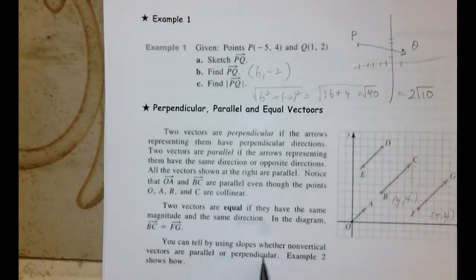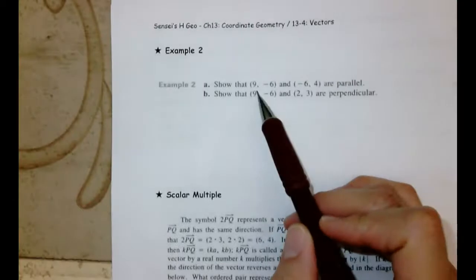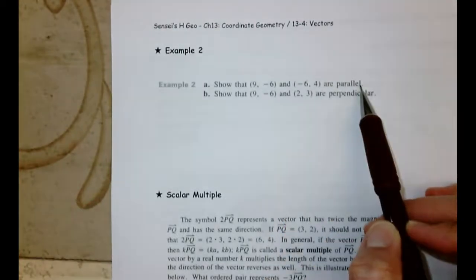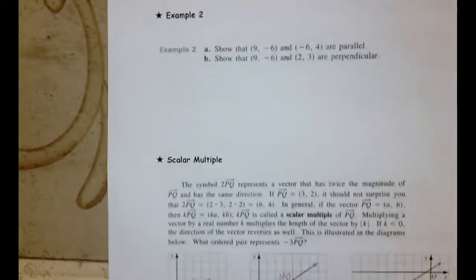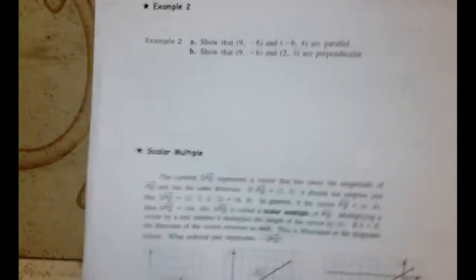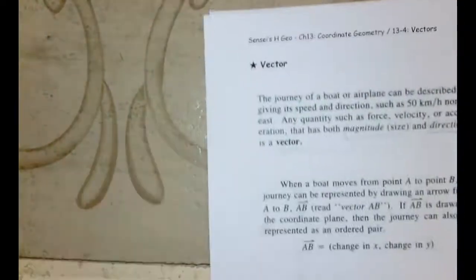You can tell by using slopes whether the non-vertical vectors are parallel or perpendicular. Example 2 shows how, okay? So here is example 2. Okay, now here is show that this vector and this vector are parallel. Okay, now this is not to be confused with, where is a good example here? Go up here. A good example.